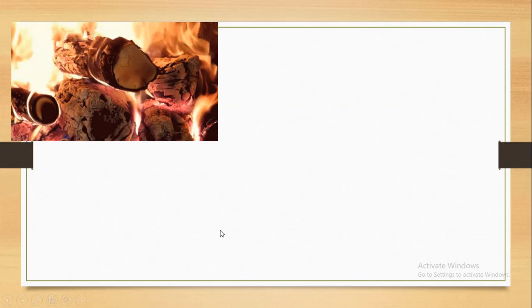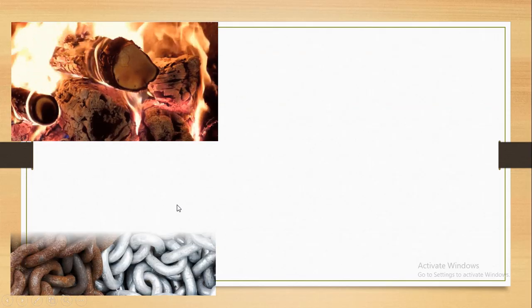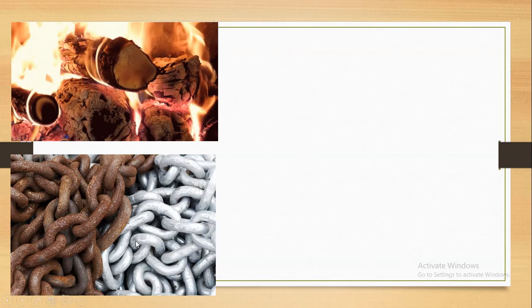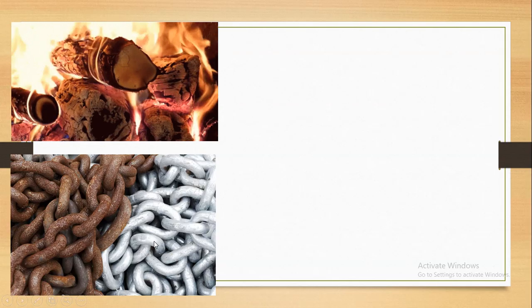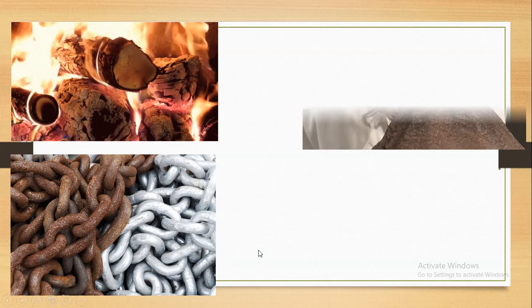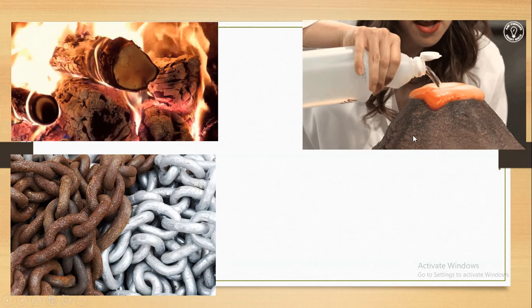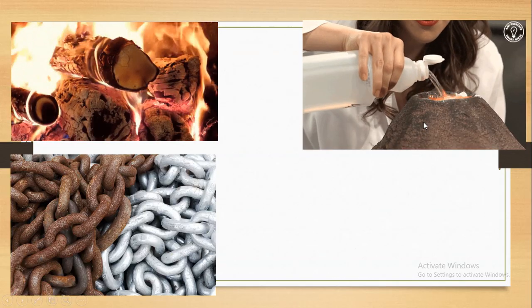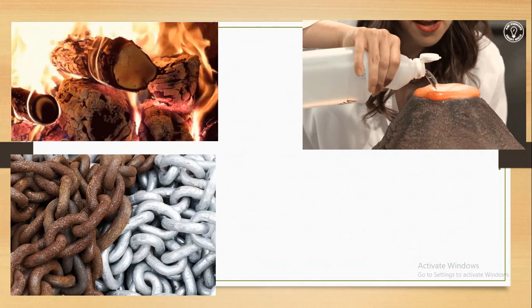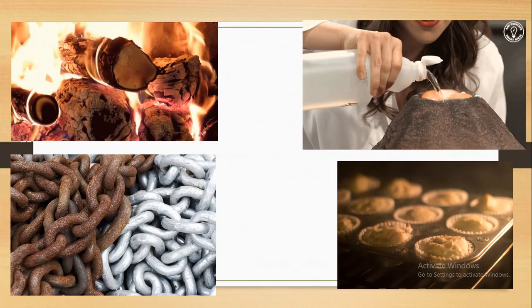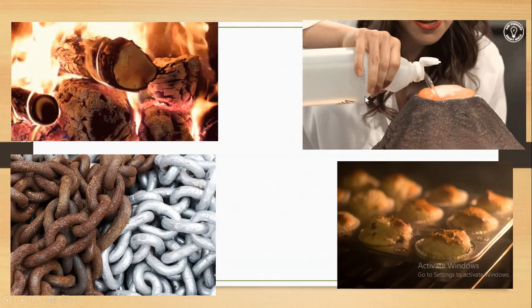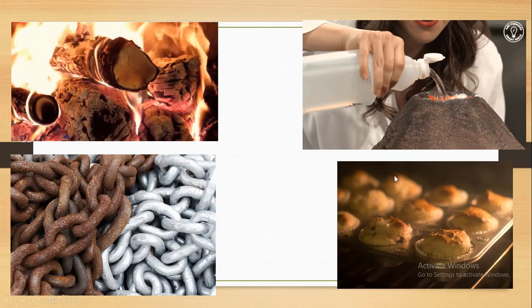Now look at this picture. Burning wood. Rusted iron. When you mix baking soda with vinegar, when you bake muffins or cupcakes, all these are chemical changes.